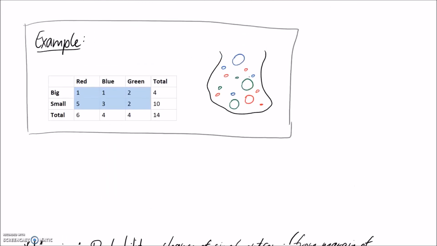What we can see is that the number of red and small marbles looks like 5. Again, we can check that from here. Small and red gives us 5. And then the total number of small marbles, I think you're going to find, is 10. So it's like we've limited ourselves to only looking at what would happen if we had small marbles in the bag. What's the probability of picking a red one?